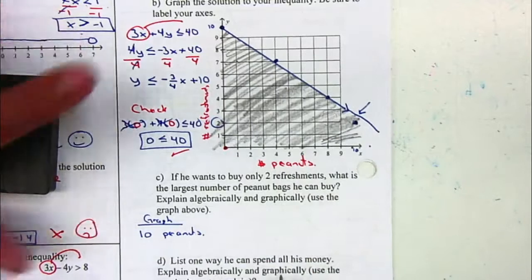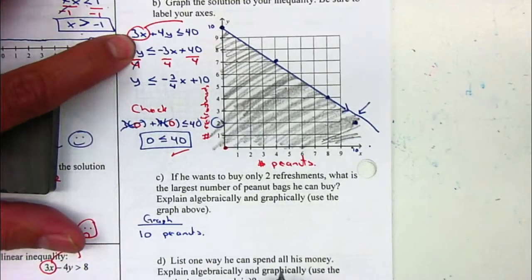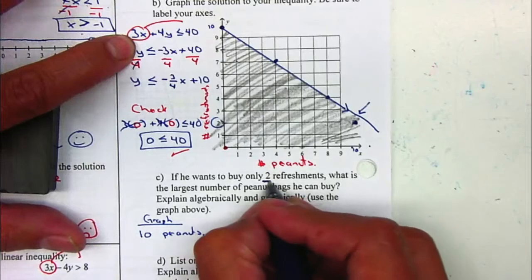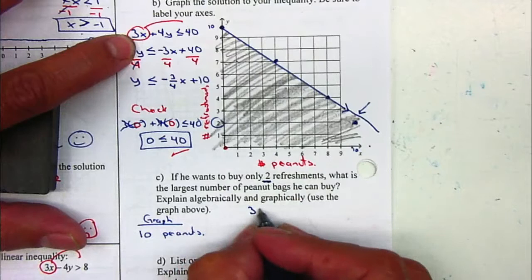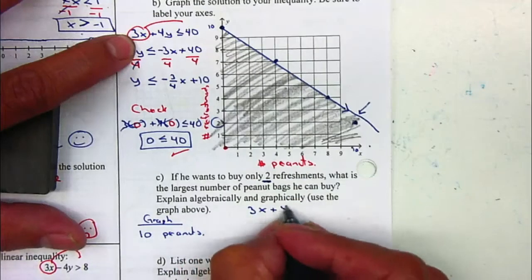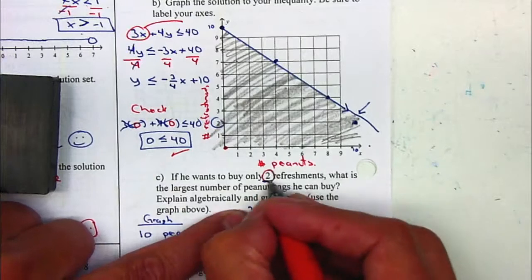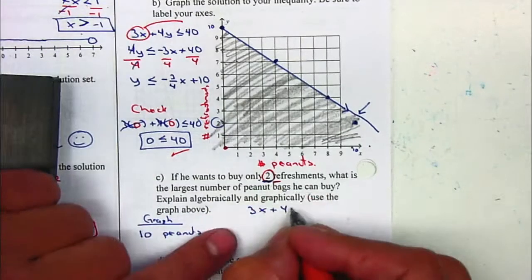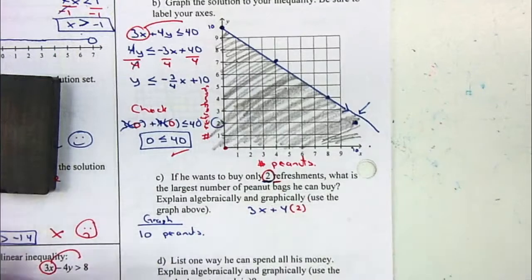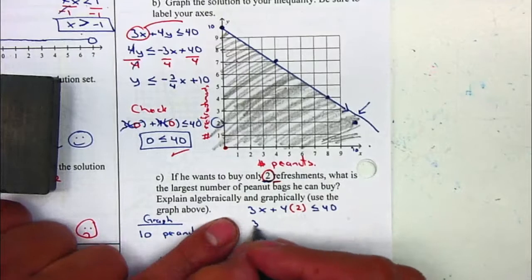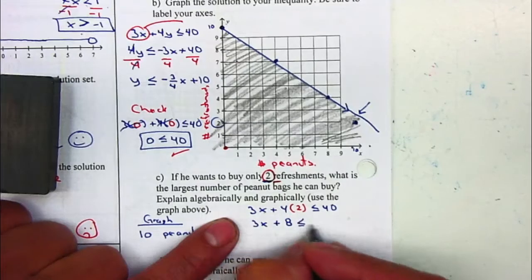Now algebraically we can use the inequality that we wrote down, and instead of the y, we're going to replace it with a 2. So it will be 3x plus 4. Remember, we're trying to solve for x. So we're going to replace the y with 2, times 2, which is less than or equal to 40. And we just solve it. So it gives us 3x plus 8 is less than or equal to 40.